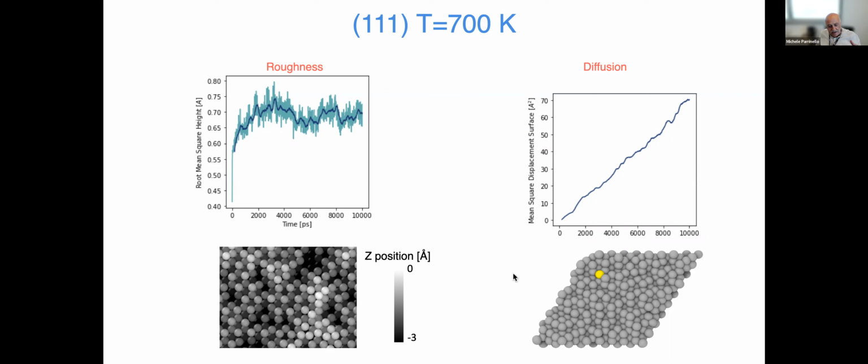In retrospect, this is not surprising because the main feature of this surface is this cavity. So it's not a very dense surface, and if you increase the temperature, this is the part most prone to be destroyed.